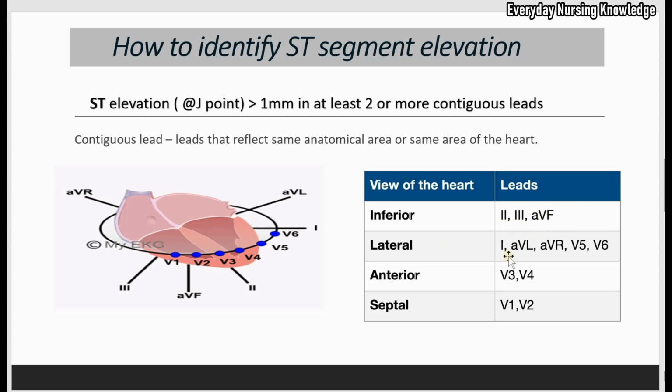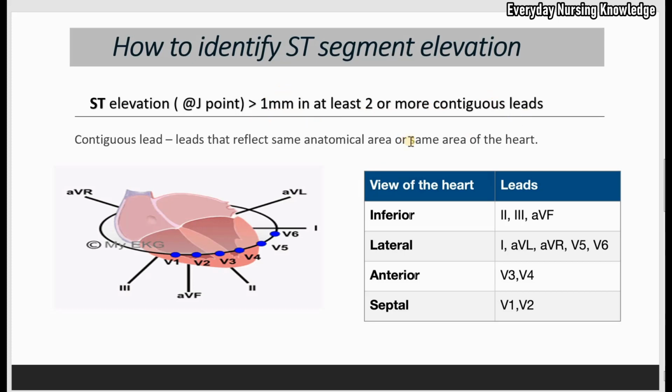2, 3, AVF are contiguous; 1, AVL, AVR, V5, V6 are contiguous; V3, V4 are contiguous; and V1, V2 are contiguous or consecutive leads. Sometimes V1 to V4 are called consecutive leads because they show the anterior portion of the heart. But remember, V2 and V4 are not, because V3 comes in between. So if the ST is elevated in 2 contiguous or consecutive leads, it is called a significant ST elevation. ST elevation, which you measure at the J point, the end of the S wave, should be greater than 1 mm, meaning one small box, in at least 2 or more contiguous leads. You call it a significant ST elevation.